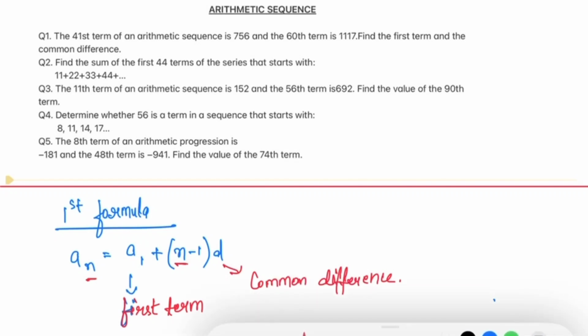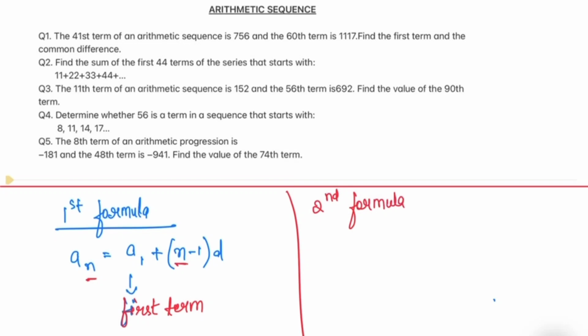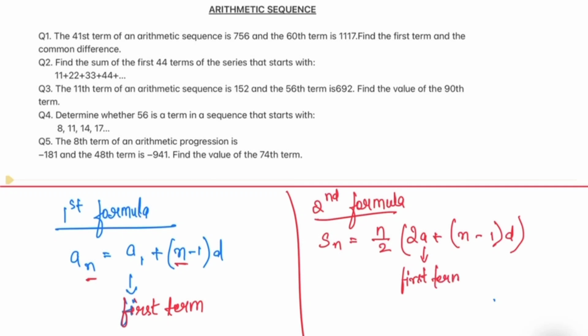Let us write the second formula as well. The second formula is the sum of an arithmetic sequence, S n equals n over 2, bracket 2a plus n minus 1 d, bracket close. Again n, I'll make you understand. a is the first term, and d is the common difference. We can also write it as cd. Understand that? Common difference. Clear?